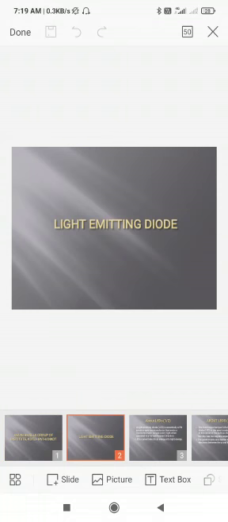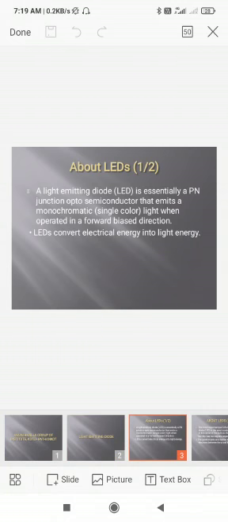LED is the light emitting diode. A light emitting diode is essentially a PN junction opto semiconductor that emits monochromatic light. When operated in a forward bias direction, an LED converts electrical energy into light energy.